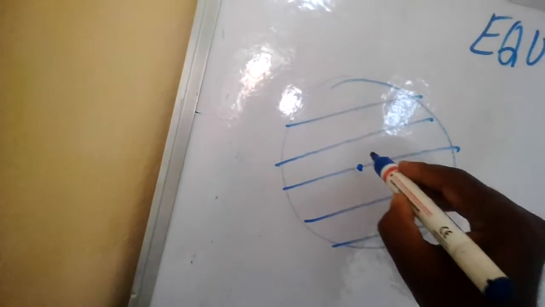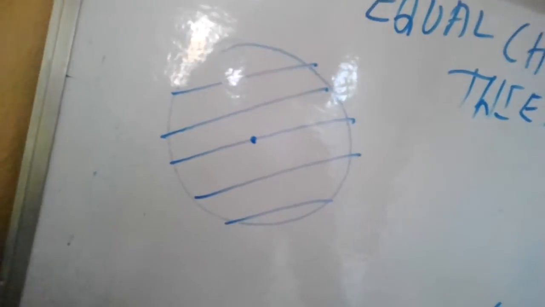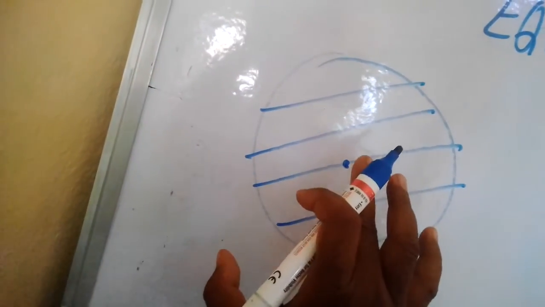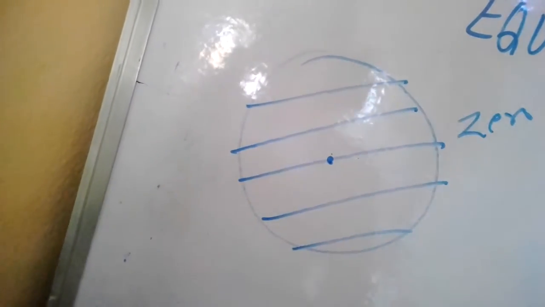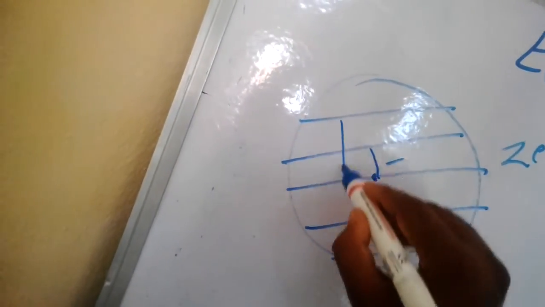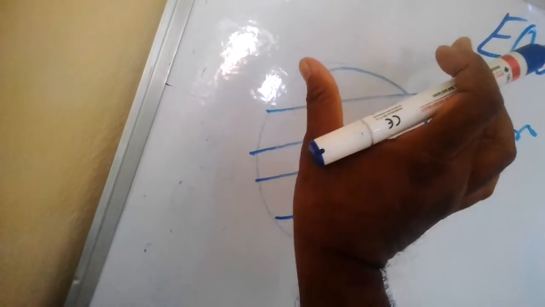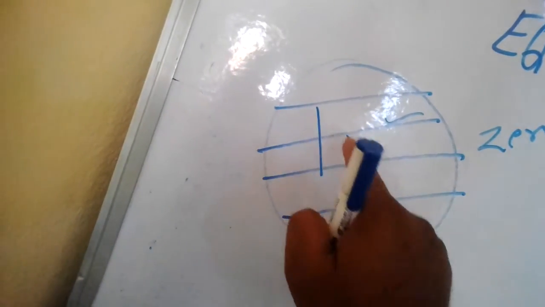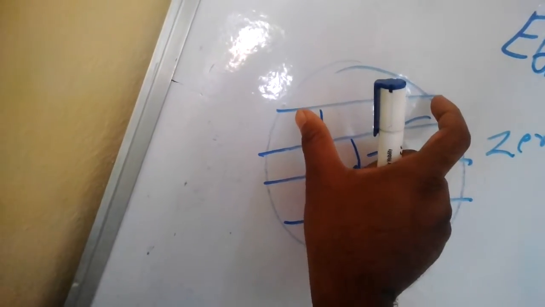The chord which is nearer to the center has the maximum length. The diameter passes through the center, so the distance from the center is 0 here. Here to here there is some distance, and again here; the chord far from the center has less length. Consider this chord, which is nearer to the center of the circle, so it has a maximum length compared to the previous one.